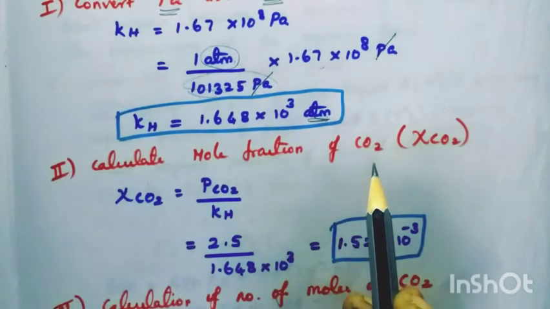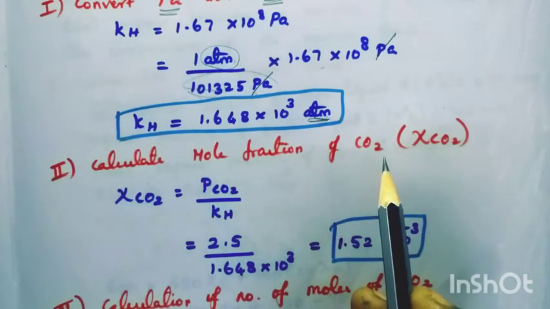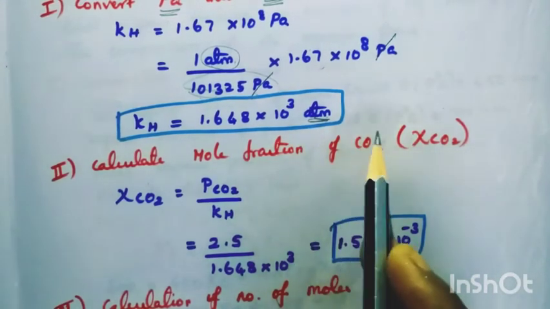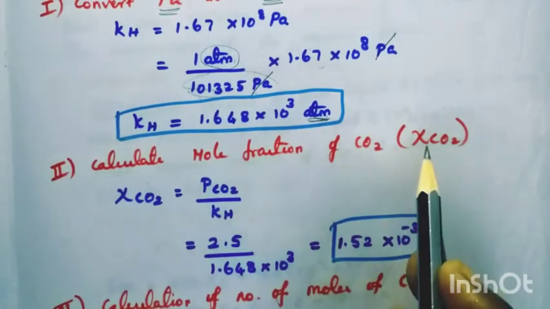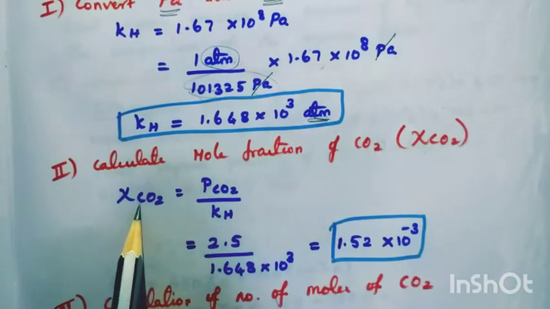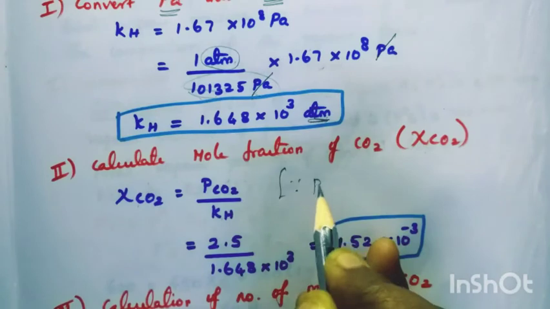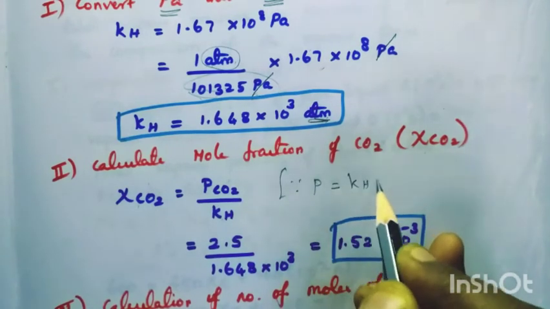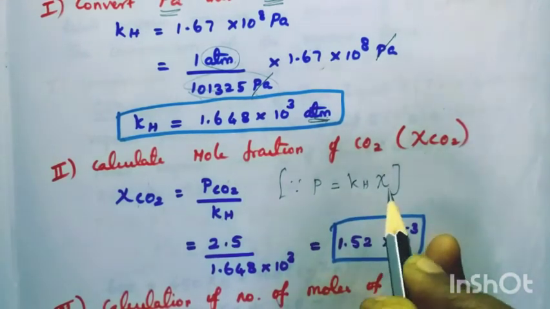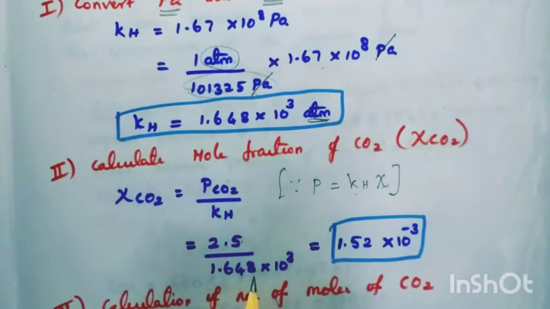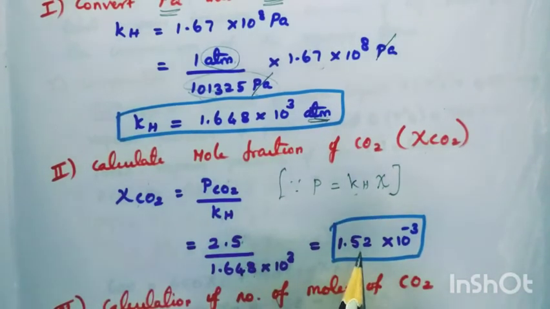Calculate the mole fraction now. Henry's formula we are going to substitute. KH is given here. We need the mole fraction. Since partial pressure is equal to KH into mole fraction, mole fraction is equal to partial pressure by KH. Partial pressure is given. KH we found. So now the values cancel, and we get this one.